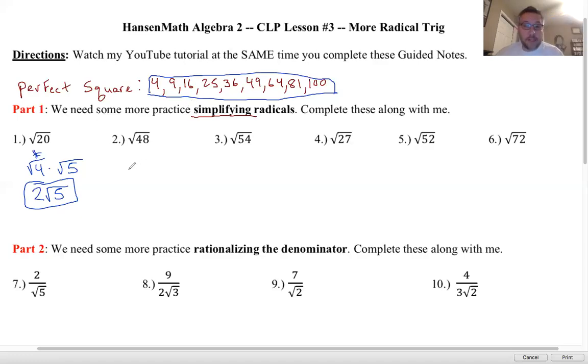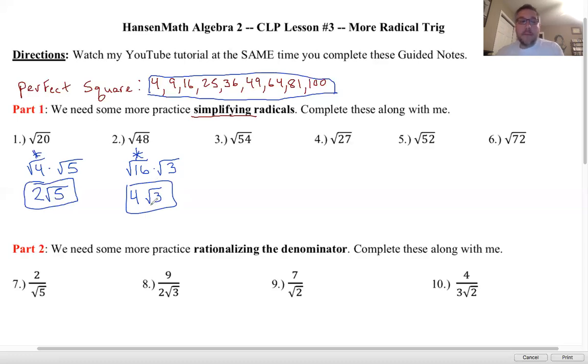So that's a combination. 48, you little weasel, you're nothing more than 16 times 3. Notice I have them both inside the radical. 16 is the perfect square. The square root of 16 is a whole 4. The square root of 3 is irrational. It doesn't have a nice whole value, so we just bring it down.